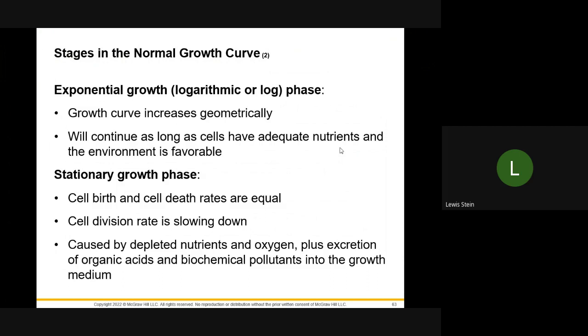Now, what happens next? We see that change. The division rate slows down, with depleted nutrients and oxygen, organic acids, biochemical pollutants, whatever you want to call them, waste products, bad stuff. So the birth and death rates are equal. We see a fundamental change, and there are two of them that occur there. And that makes it more difficult to treat. So when we get to effectively stationary phase, it starts in what's called late log.